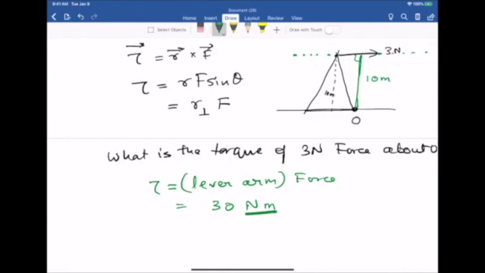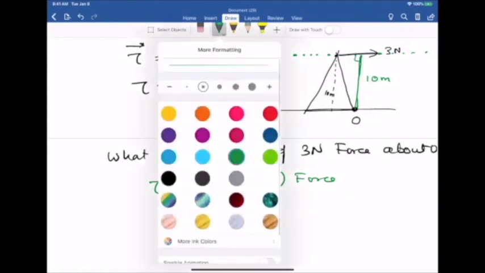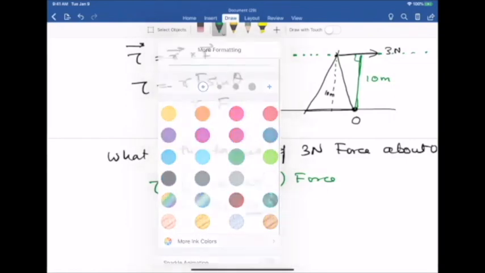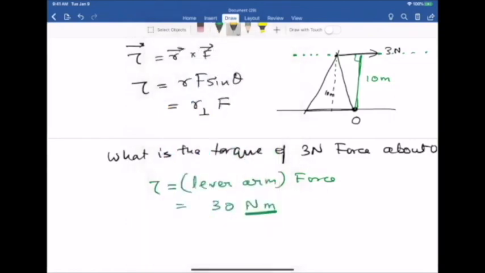All right, so that is how we found the torque in this case. Notice that if you had tried to use the other formula, RF sine theta, what would the R have been? The R would just be the vector which starts at O and goes out to the point of application of the force. So that would have been one of the sides of this isosceles triangle. This would have been your R.